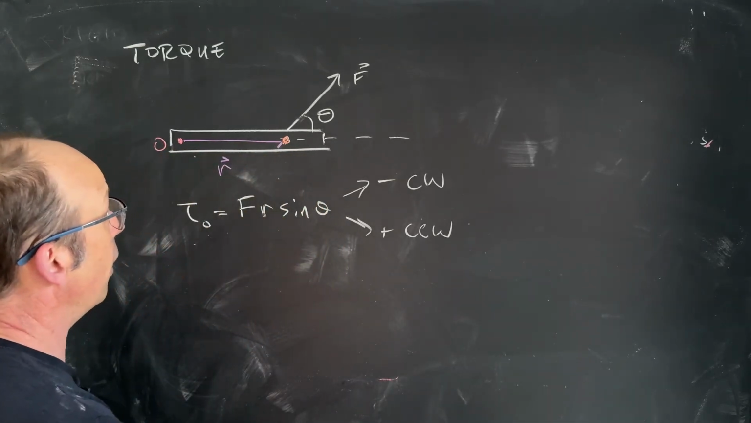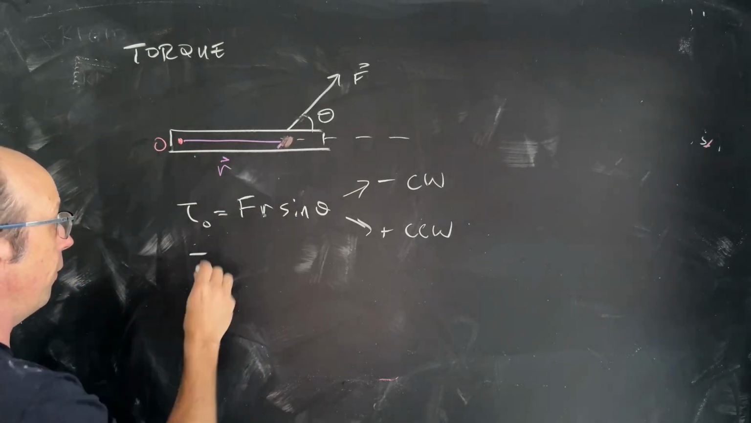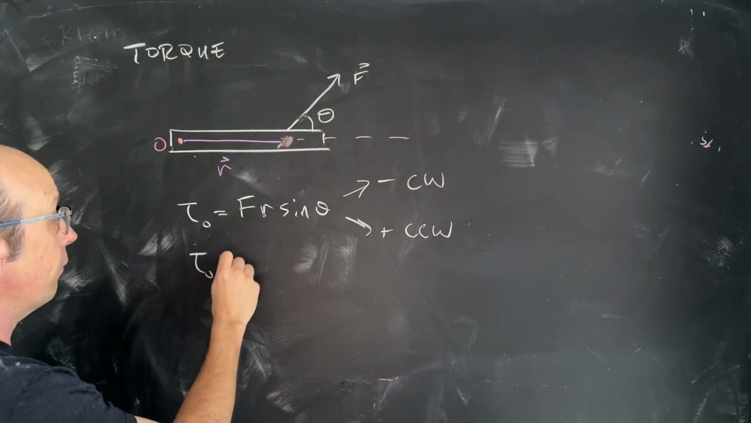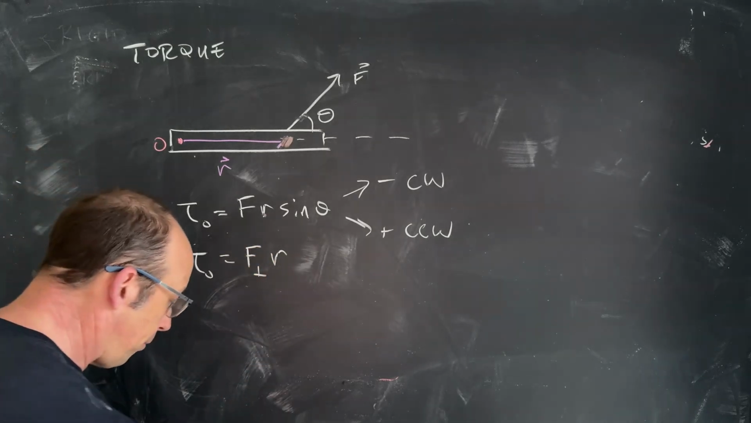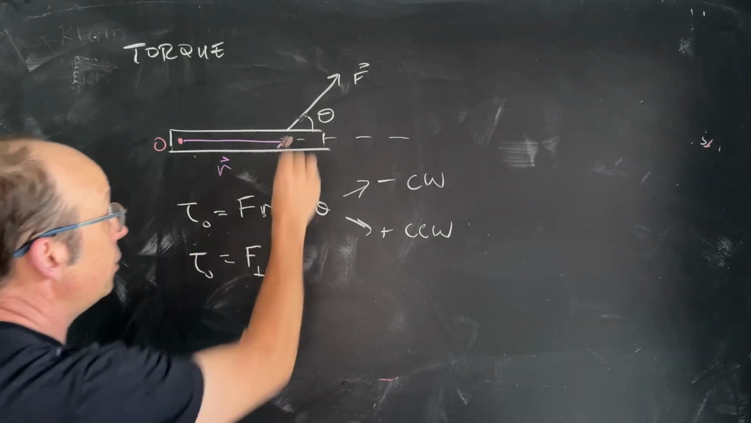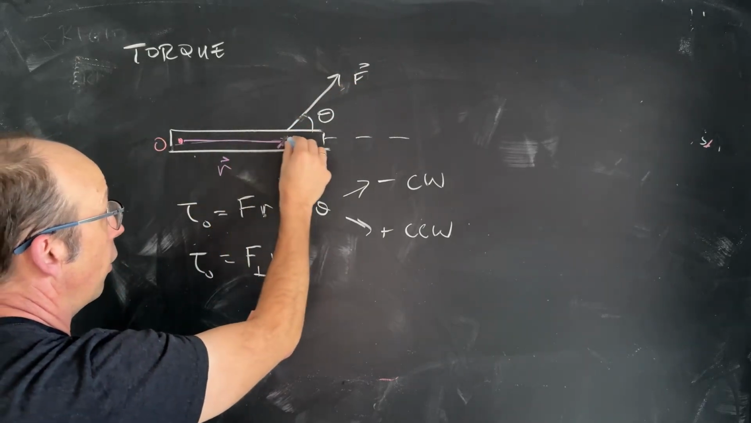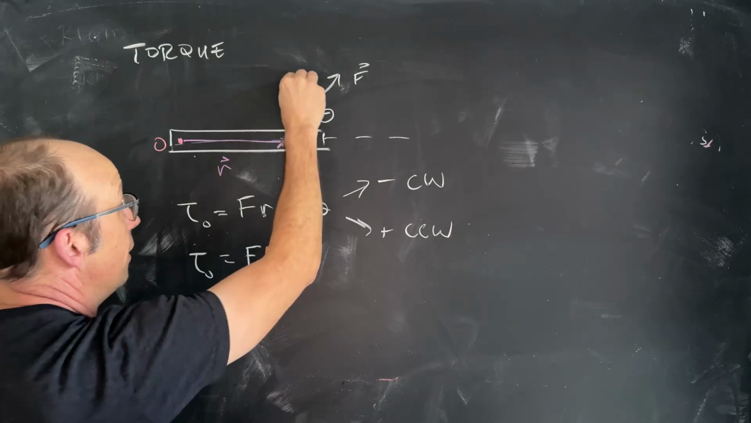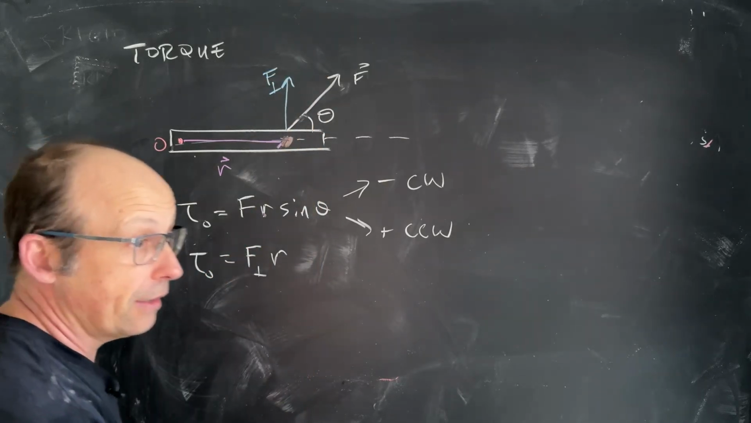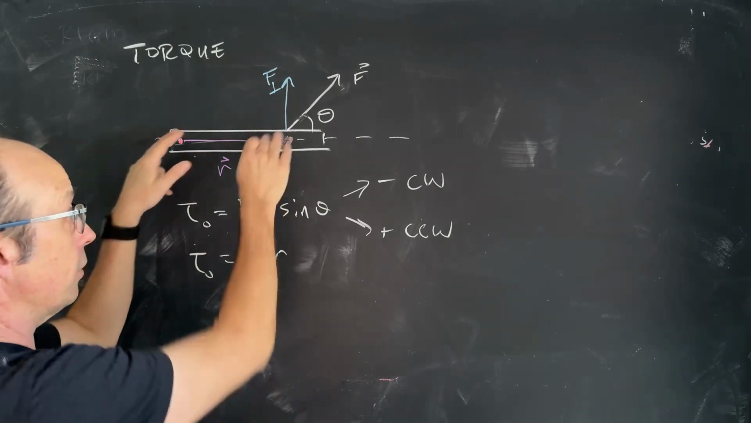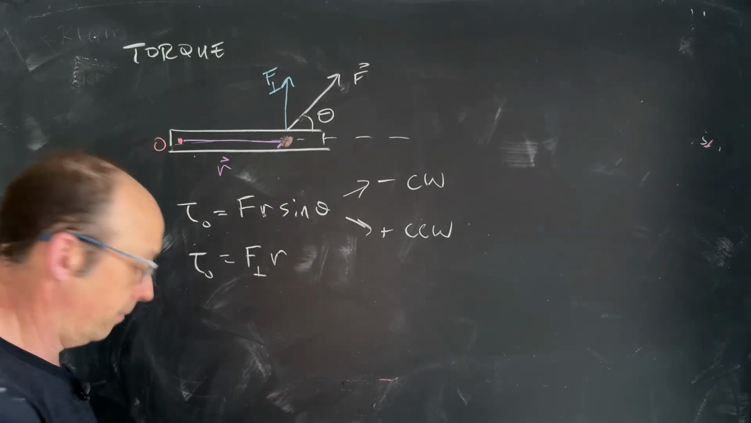Now, there are a couple of other ways to calculate torque about this point. We can write torque O as F perpendicular times R. F perpendicular says, let's just take the perpendicular component of F. So here's my R vector, and then I can find this right here. That's F perpendicular, the force that's perpendicular to that torque arm. As long as those two things are perpendicular, I can just say R times F perpendicular.